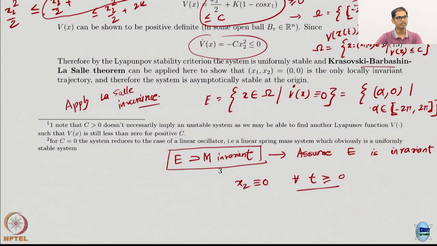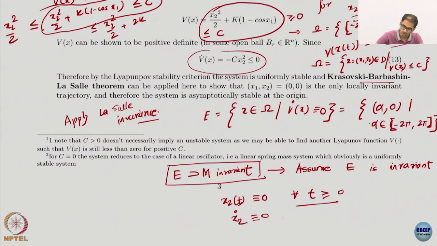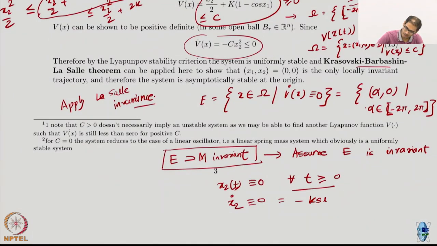What can I say? If any function is a constant function, what do we know about the function? This is a function of time, although I write it like this. Then x2 dot is identically 0. That's the only way a function can be a constant function. Which means what? What is x2 dot? This minus k sin x1 minus c x2. This has to be identically 0. All of this is to make the set E invariant. Without this happening, set E cannot be made invariant.